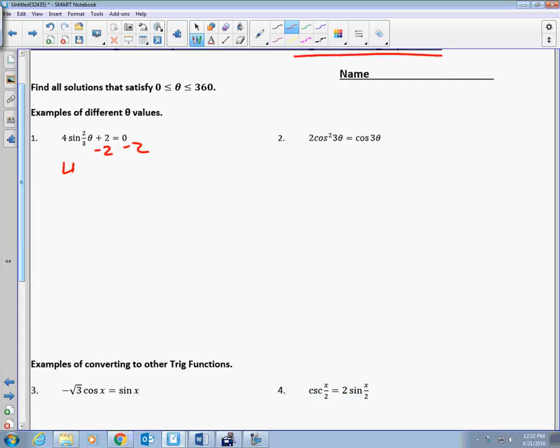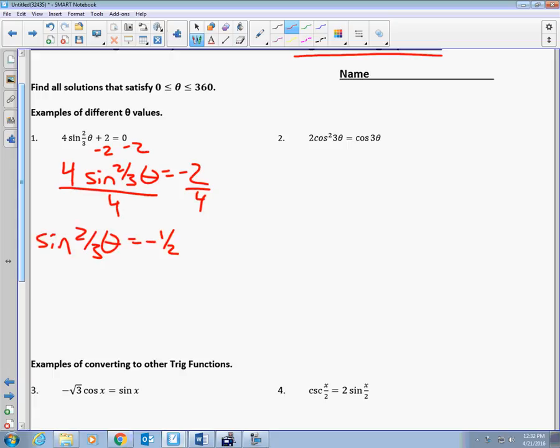We're good to go so far. 4 sine of 2/3 theta is equal to -2. Now what? Divide by 4. Sine of 2/3 theta is equal to -1/2.